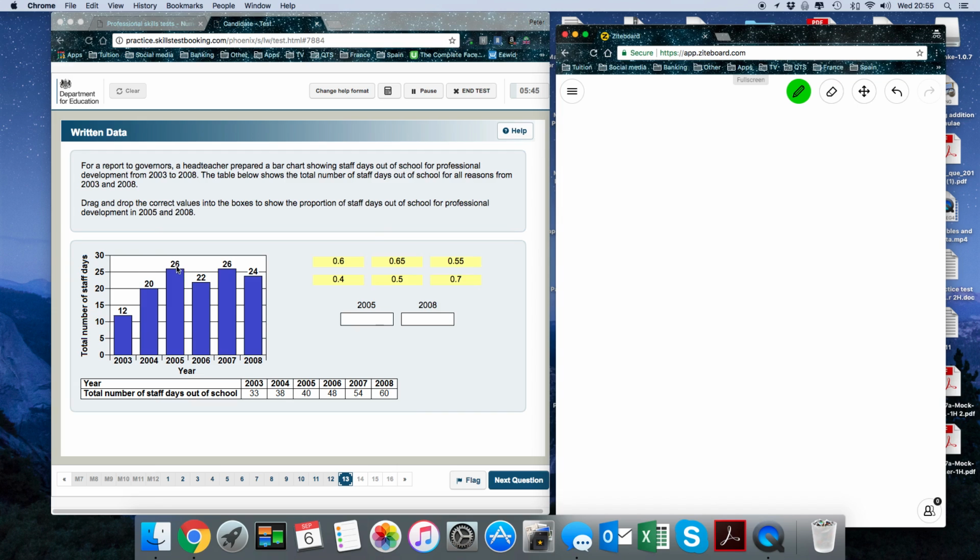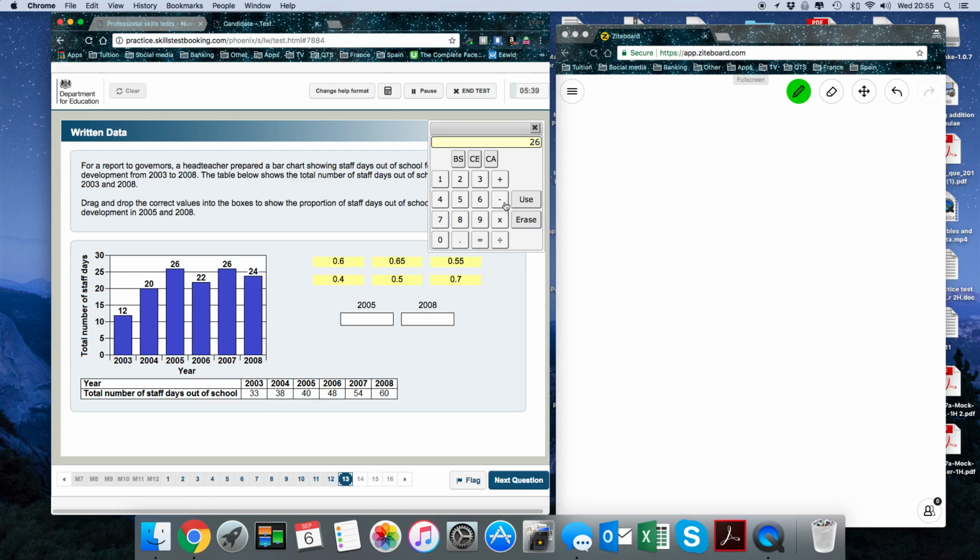2005 is 26, but if you look at the table, it's got 40, so it's 26 out of 40. So we do that on our calculator and we get a decimal of 0.65. Okay, I'm doing this fairly quickly. It is a simple decimal, but I must admit the wording of the question I think would throw a lot of people.